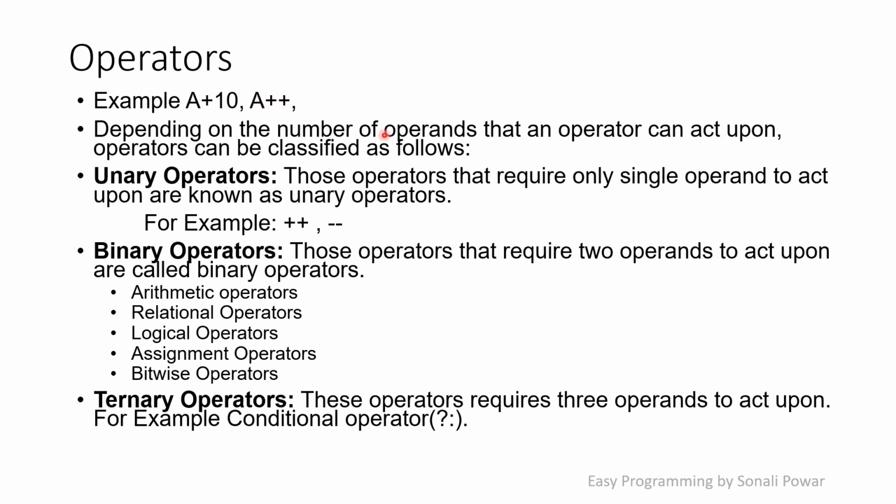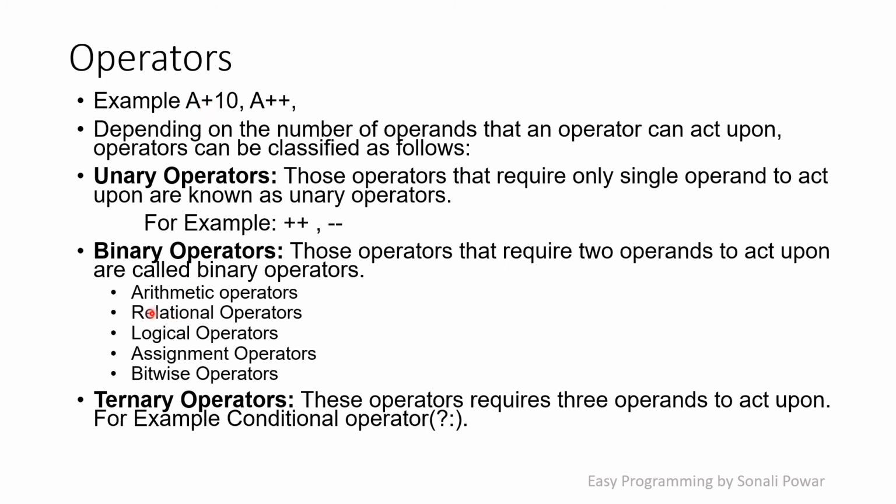Depending upon how many operands the operator has, there are three types. First one is unary operators, second is binary operators, and third is ternary operators. In the case of unary operators, the operator has only one operand. So in this case, a++ is called a unary operator because it has only one operand. Second one is binary operators. A binary operator has two operands associated with it. Here a + 10: plus is called a binary operator because it has two operands.